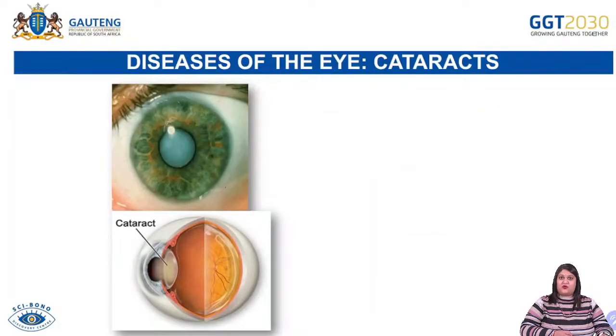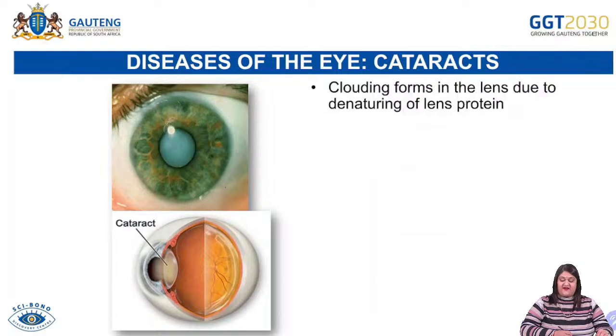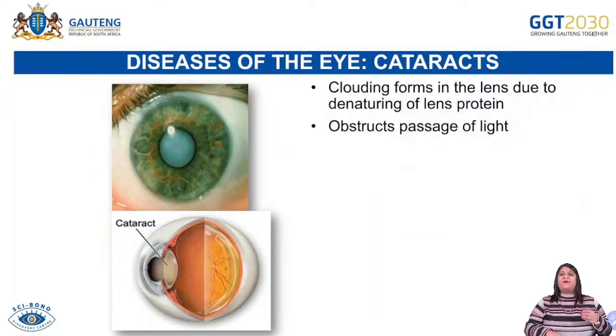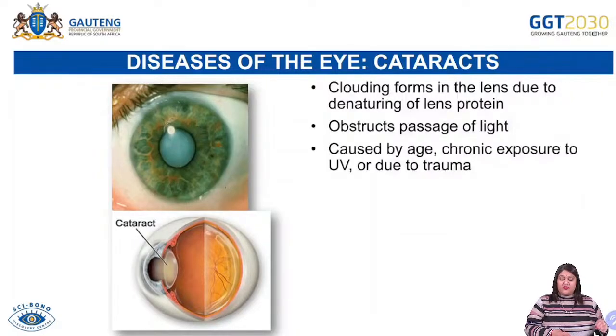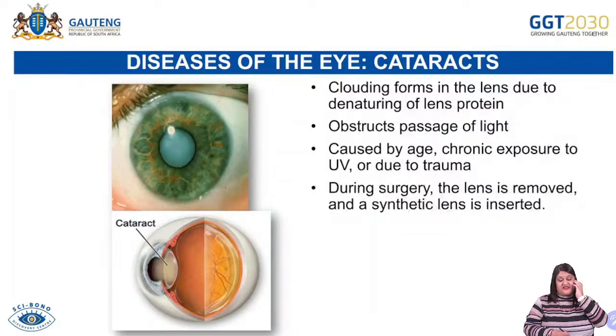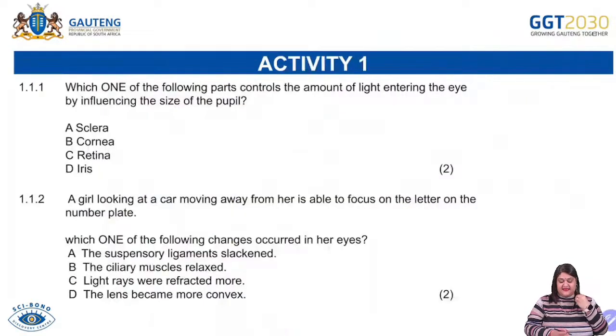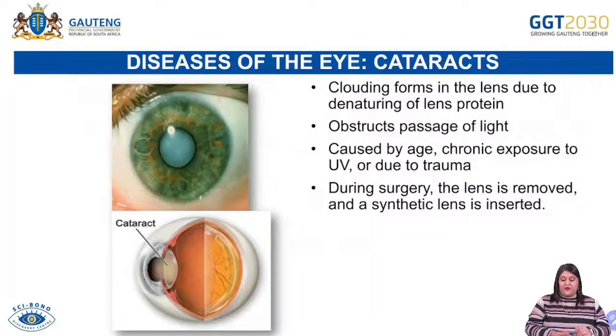Then you've got the last one, which is called cataracts, and this is basically when you have a clouding that forms in the lens due to the denaturing of lens proteins. It obstructs the passage of light, because remember we said the lens is transparent. It means it's see-through. But if it's forming this cloudiness in the eye, it's going to obstruct the light from going through. It's caused by age, chronic exposure to UV, or due to trauma. And it's fixed by surgery. The lens is actually removed and a synthetic lens is inserted. Okay, so that is what happens when we have a cataract.